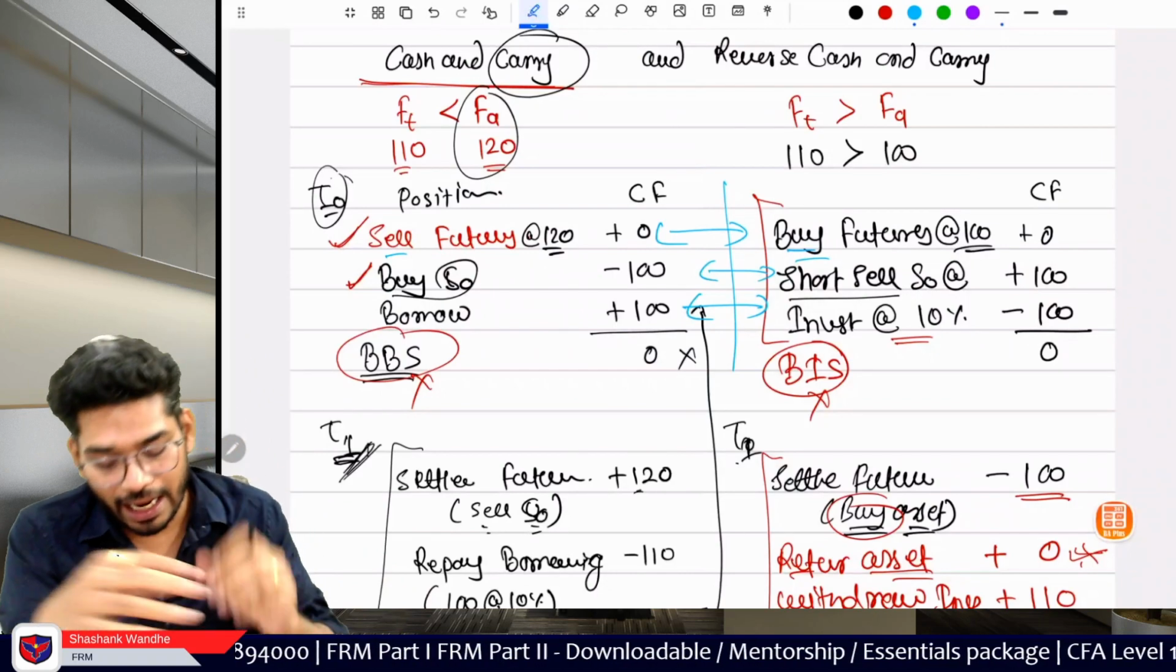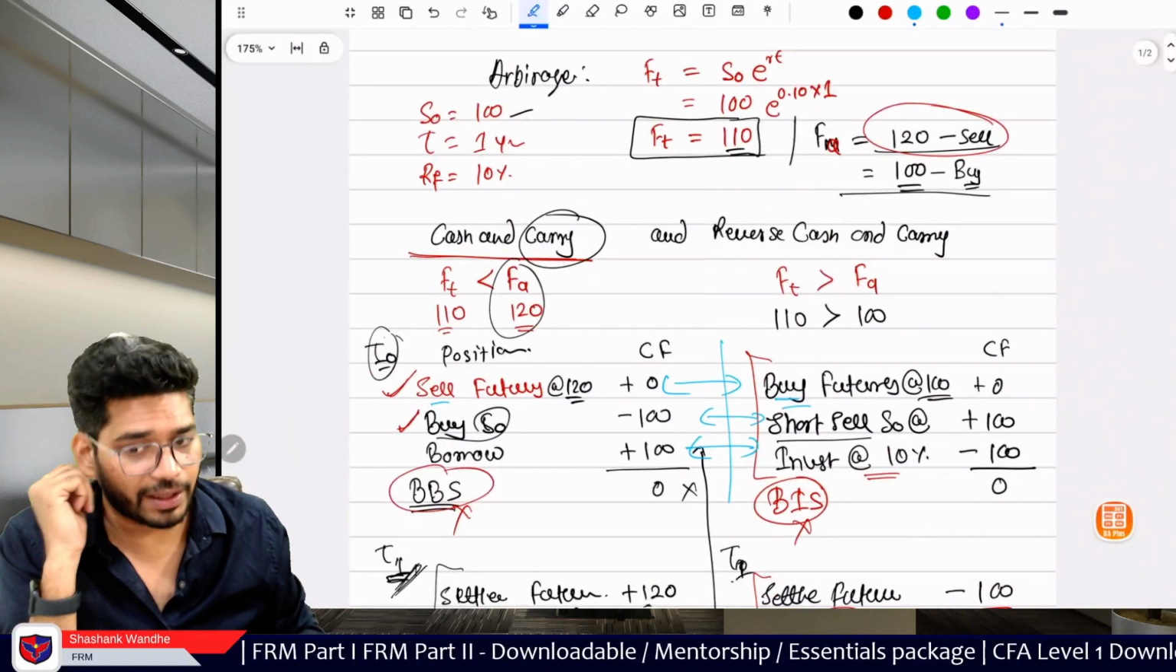So that's all for cash and carry arbitrage and reverse cash and carry arbitrage.